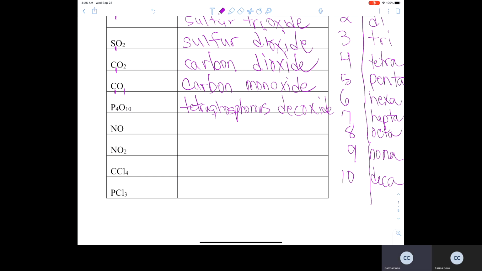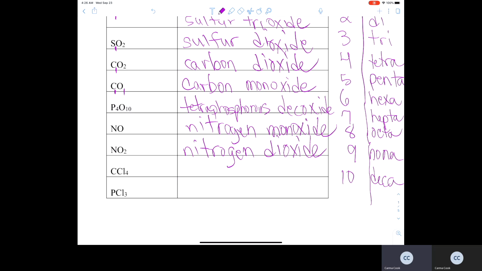If CO is carbon monoxide, NO is nitrogen monoxide. If CO2 is carbon dioxide, NO2 is nitrogen dioxide.